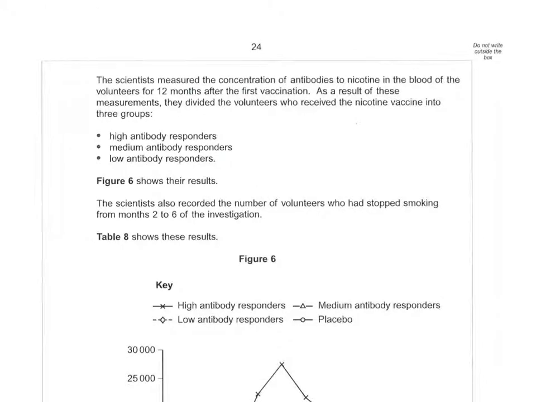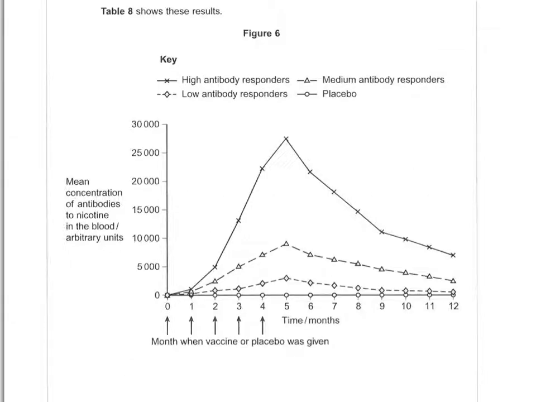We're going to continue. Looking at this graph, you should notice that all the antibody shapes are the same. There's a much bigger response in the high antibody responders, but all the lines, apart from placebo, increase up to 5 and then decrease. So after 5 months, the antibody concentration is decreasing. So only a month after giving the vaccine, the antibody concentration does start to decrease.